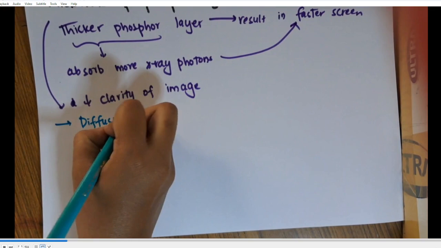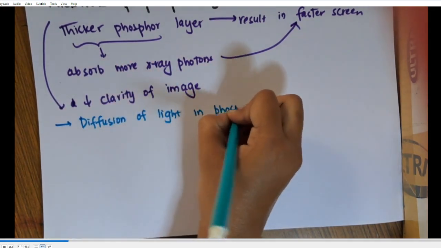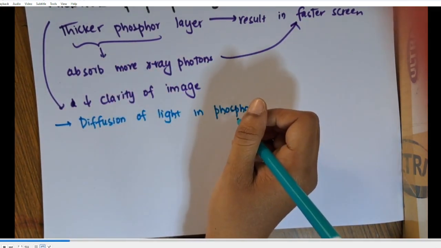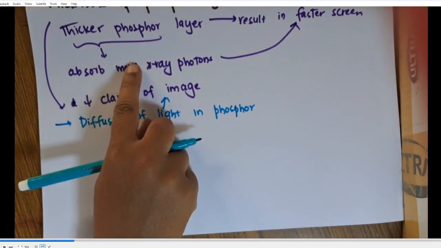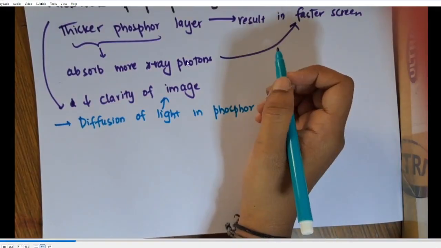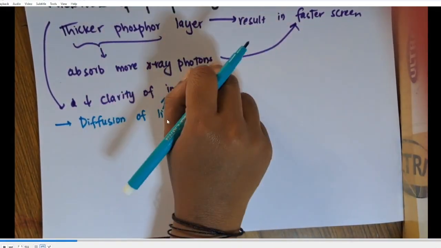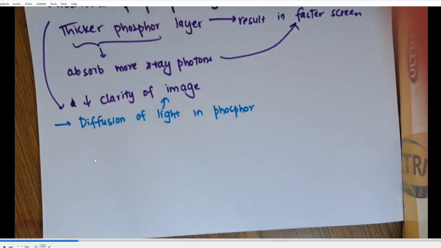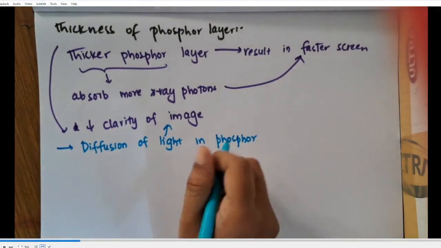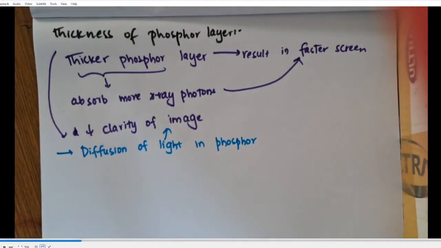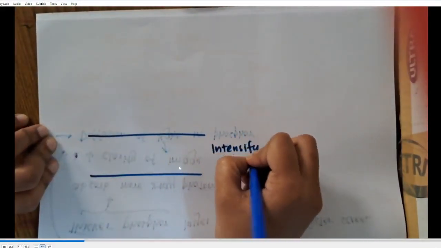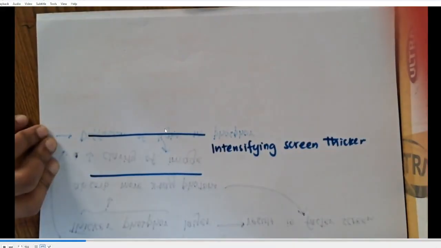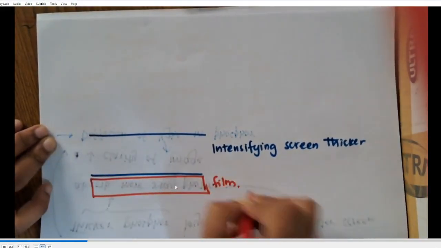This decrease in clarity is mainly caused by the diffusion of light in the phosphor layer. Though more X-ray photons are absorbed, because of the diffusion there is decreased clarity of the image. Let us draw a diagram which explains this better. This is the thicker intensifying screen, and this is the film.